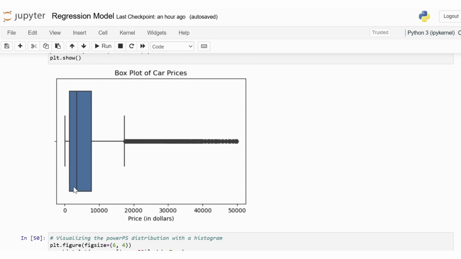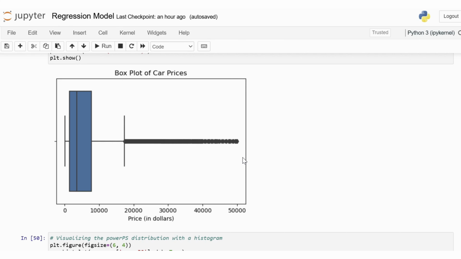The whiskers extend from the box to roughly $0 and $20,000. These whiskers show the range within which the majority of the data points fall, excluding outliers. There are numerous outliers beyond $20,000, with some prices extending close to $50,000.